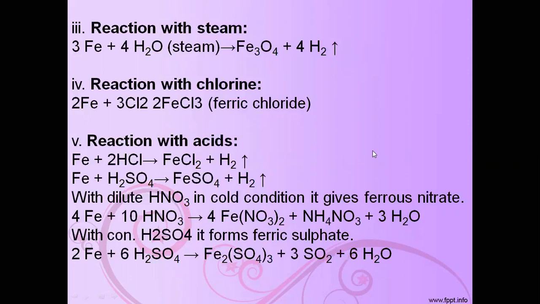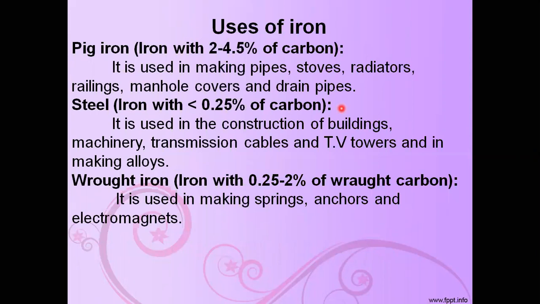So physical properties and chemical properties we have learned. The next one is the types and uses of iron: pig iron, steel, wrought iron. Pig iron is used in making pipes, stoves, radiators, railings, manhole covers and drain pipes.